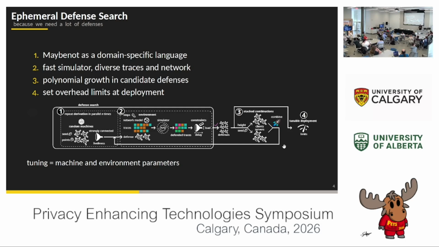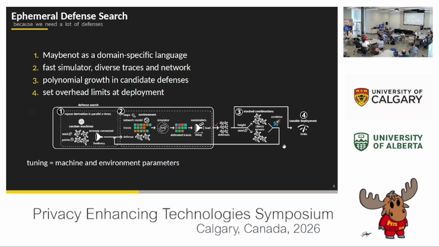Then we look at the resulting simulated traces and we assess if they fulfill some constraints we place on these traces. The constraints we place are mainly around bandwidth and latency overheads. That's it. The defenses that come out of that, those we accept. Then we move on to step number 3. In step number 3, we have a bunch of defenses that fulfill the constraints in the environments we used in step 2 for simulation.